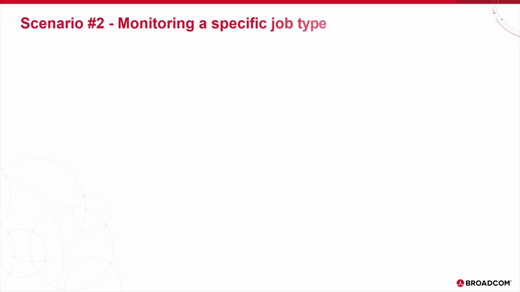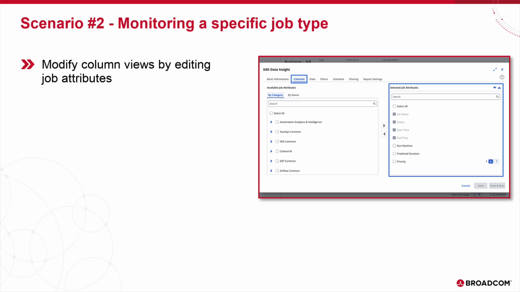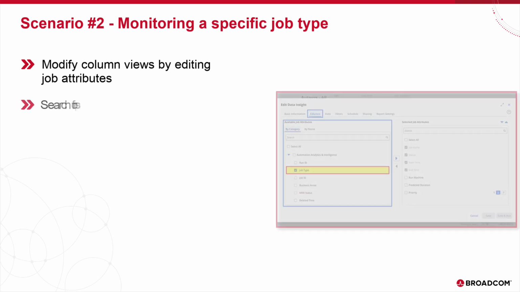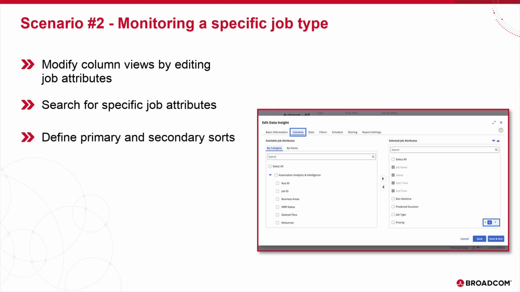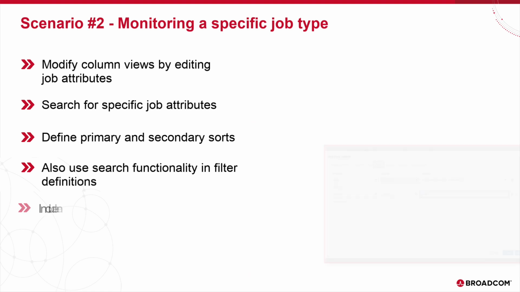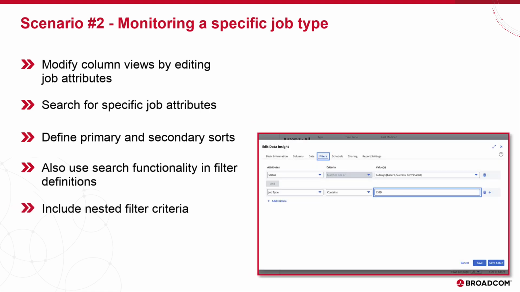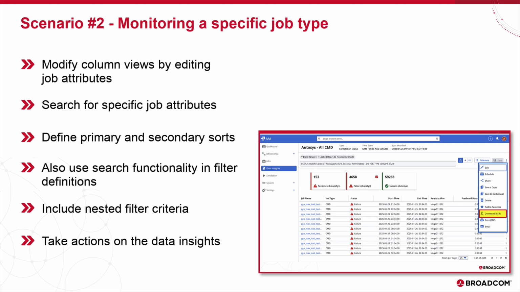From the second scenario, we learned that you can modify your column views by editing the job attributes. You can search for specific attributes in the Available Job Attributes pane. Define primary and secondary sort criteria on your data. You can use the search functionality in filter selections. You can also include nested filter criteria in your data insight view. And, like with other data insights, you can take more actions on your data insight.